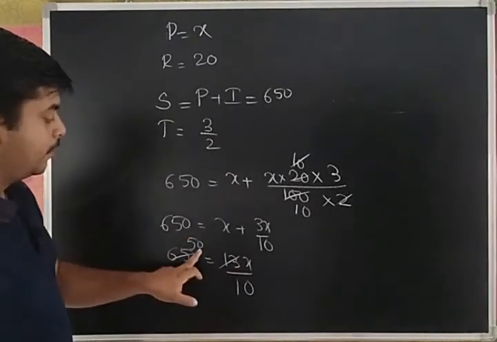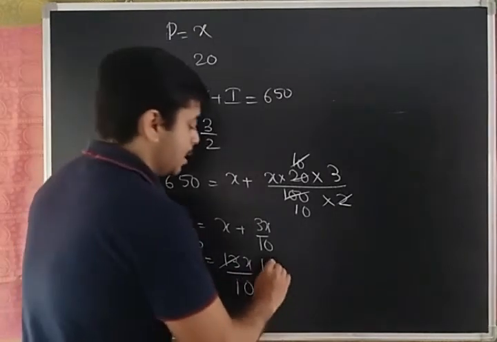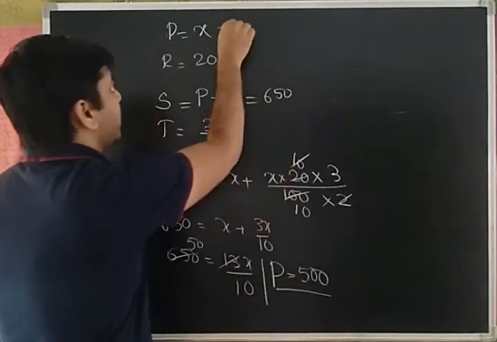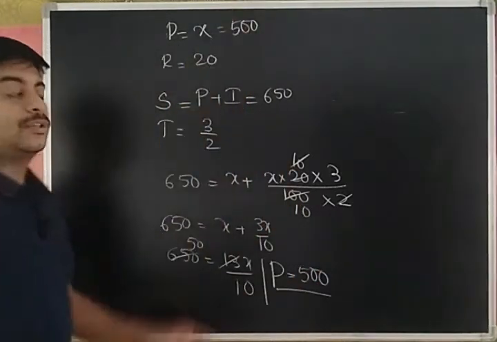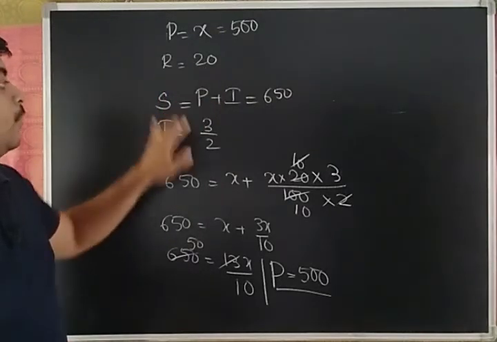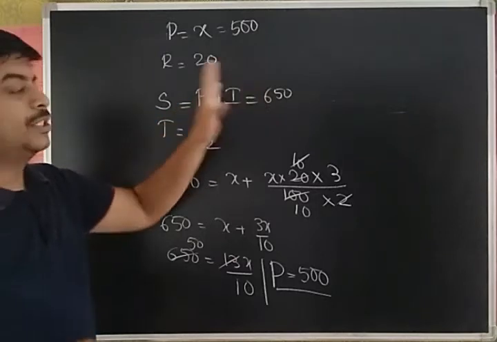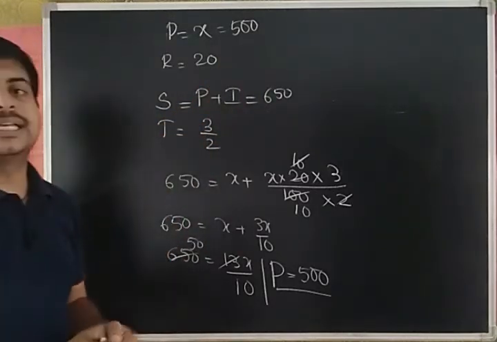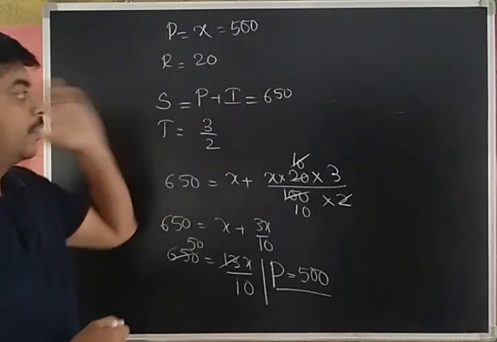So x is equal to 50 into 10, that is 500. So your principal amount is actually 500 rupees. 500 rupees when you're depositing somewhere at the rate of 20% per annum in 1.5 years, that 500 will change to 650. That means you're getting an interest of 150 rupees. You're getting an extra interest of 150 rupees.